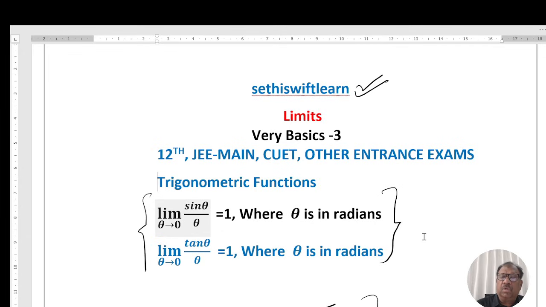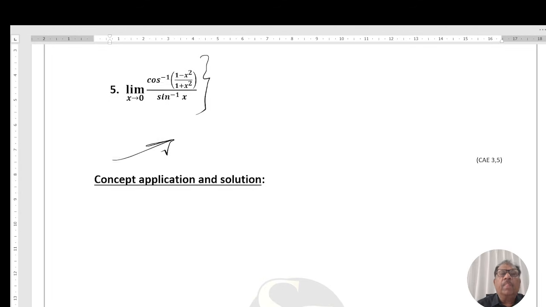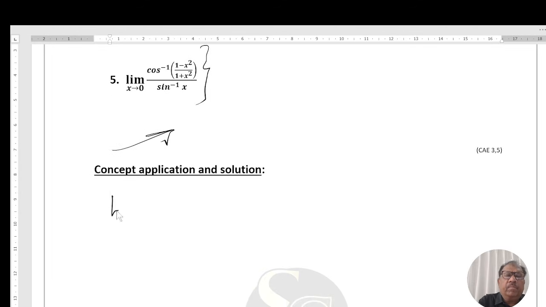Now let's start with the question and concept. Question is evaluate the limit cos inverse of (1 minus x square upon 1 plus x square) upon sin inverse x. Its answer is 1. But because we have discussed the topic of limits in very basic terms, I will discuss in detail. Let x equal to tan theta.